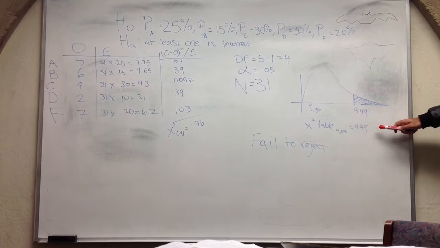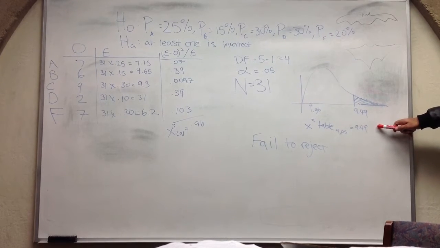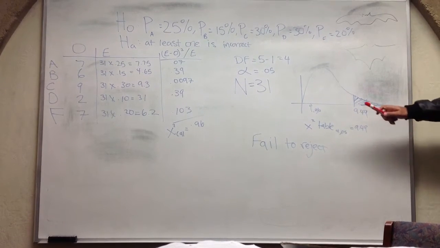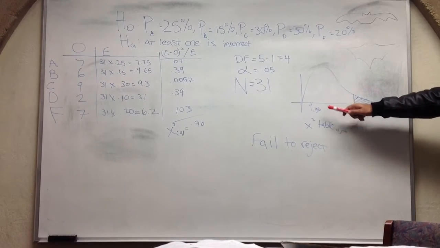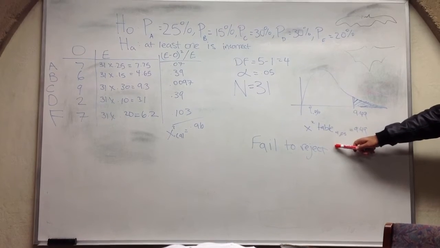Using the chi-squared table, you take the degrees of freedom, 4, and then take 0.05, which is alpha, and you get 9.49. And now, since chi-squared calculated is 0.96, it does not fall after 9.49, so therefore you fail to reject.